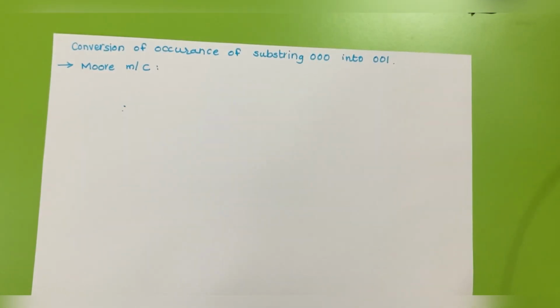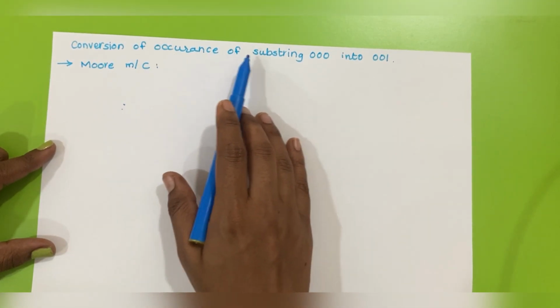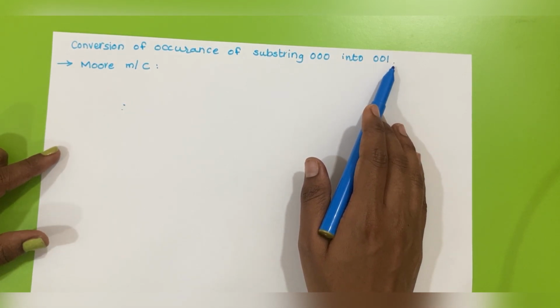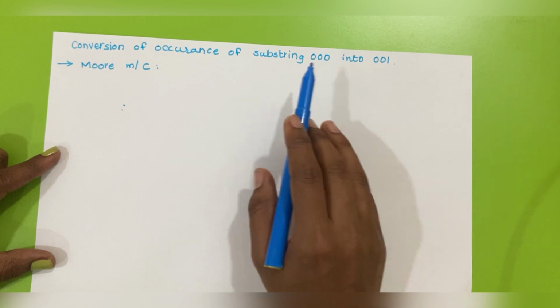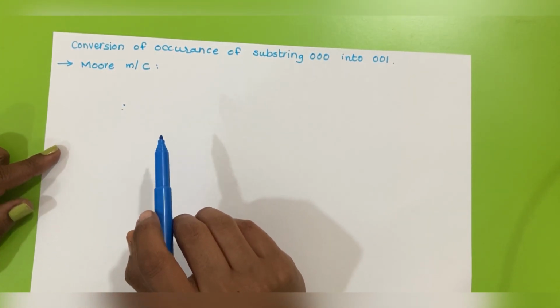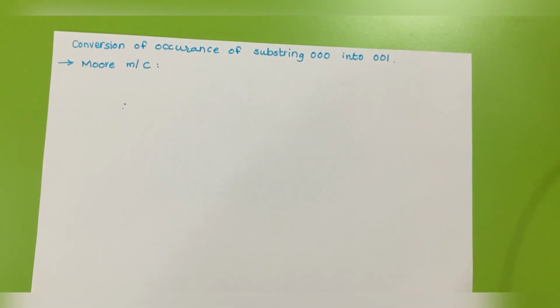Hello friends, here we will start to design Moore machine. Okay, so the first problem is we have to convert the occurrence of substring 000 into 001 substring. So for that purpose we have to draw Mealy as well as Moore machine. We will start with the Moore machine first.